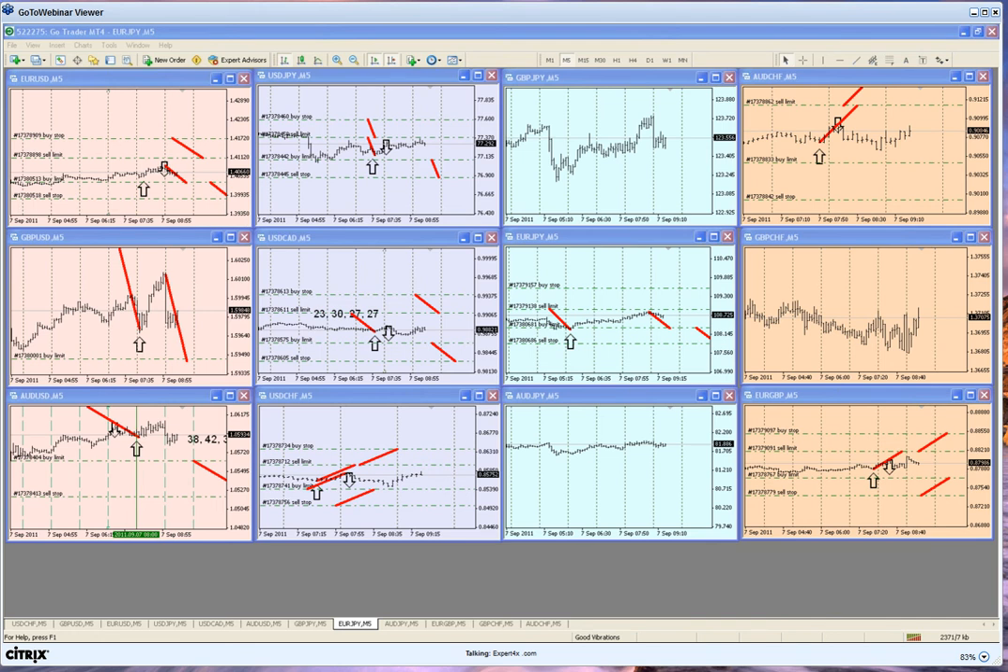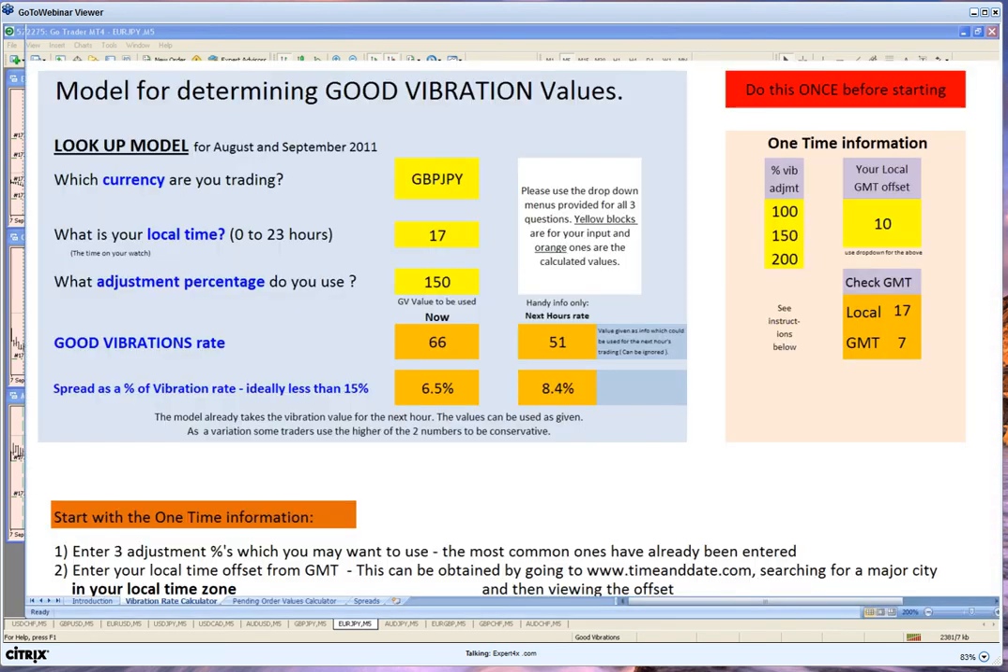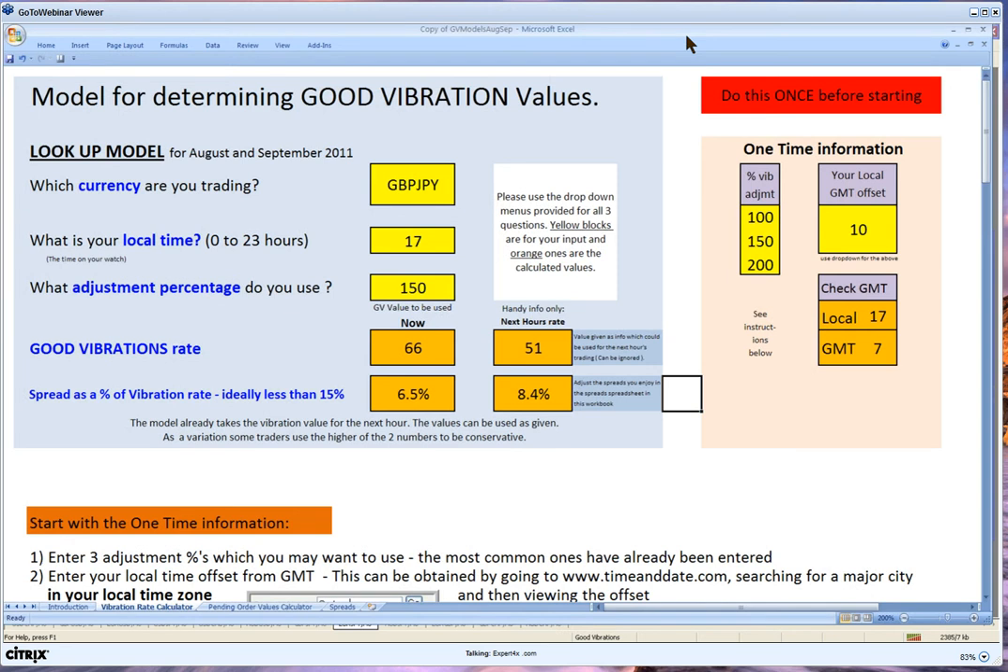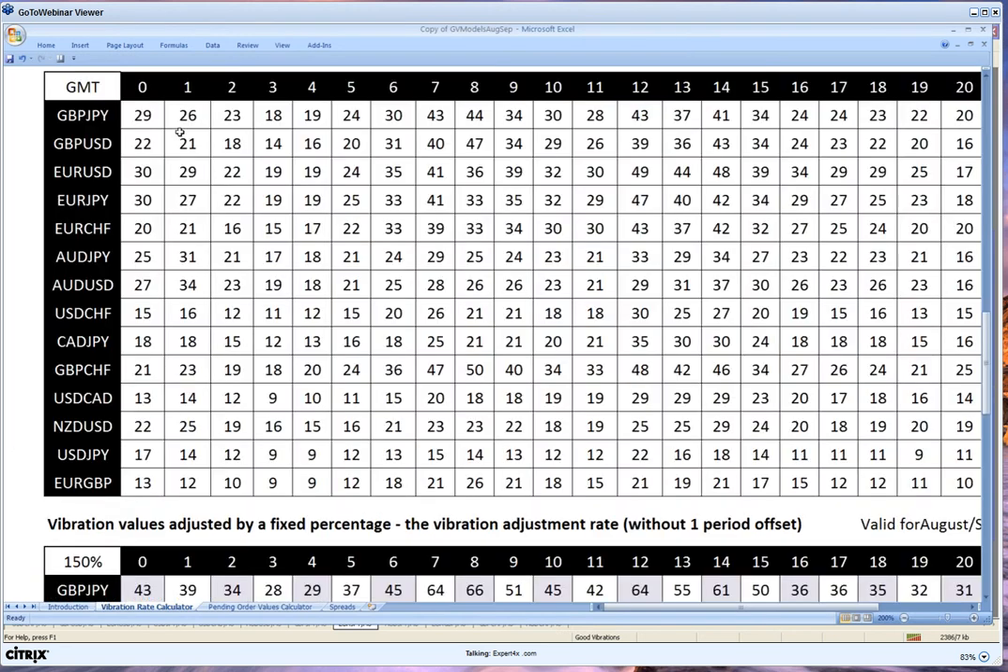What is the best time to trade this system? The fact that the vibration rates adjust to any time you want most probably means that you can trade it at any time. If you understand that logic, this is a system where the vibration rate you're using is adjusting itself to the time zone that you're trading in. Therefore, you can trade it all the time.